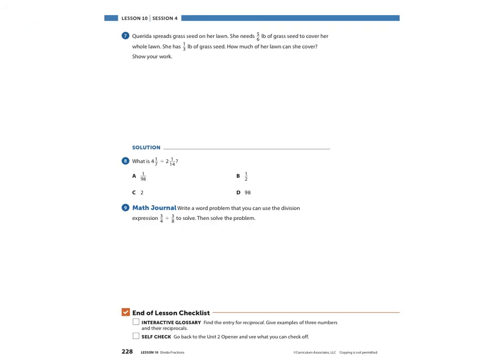Okay. Last page, 7, 8, and 9. Let's go ahead and look at these. 7, Cuerda spreads grass seed on her lawn. She needs 5/6 of a pound of grass seed to cover her whole lawn. She has 1/3, but she needs 5/6. How much can she cover? Okay, so you can use a rectangle to represent the pound. So we could draw a picture of this.